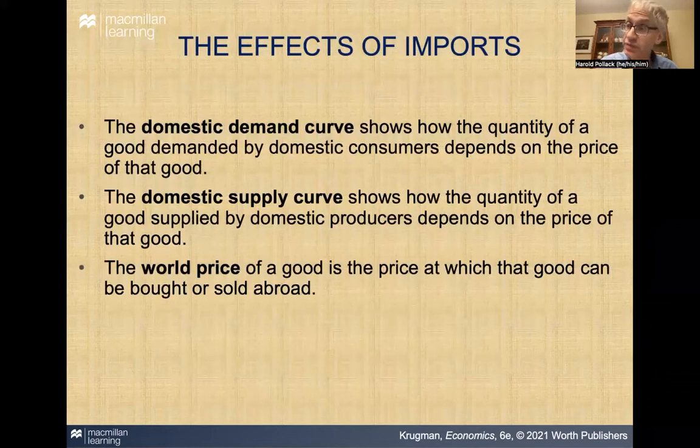But suppose that good is being traded around the world. There's a world price of a good. That's the price at which that good can be bought or sold abroad. And you can imagine if people in another country are willing to pay a lot more for a particular item, that domestic producers will respond to that, and domestic consumers may actually find it harder to get the good. It's probably harder to buy a Mercedes if you're in Germany because they can sell it in the United States for a lot of money.